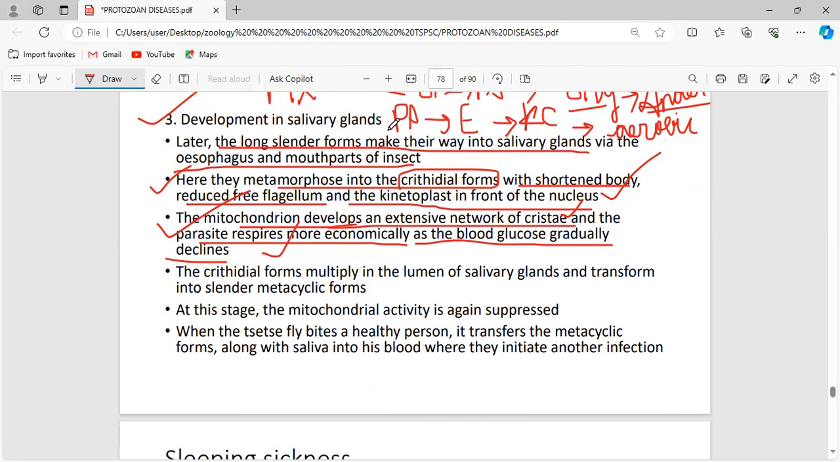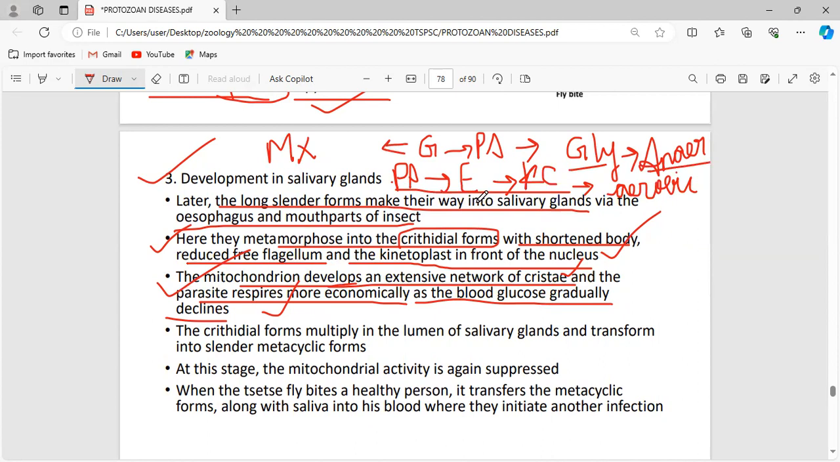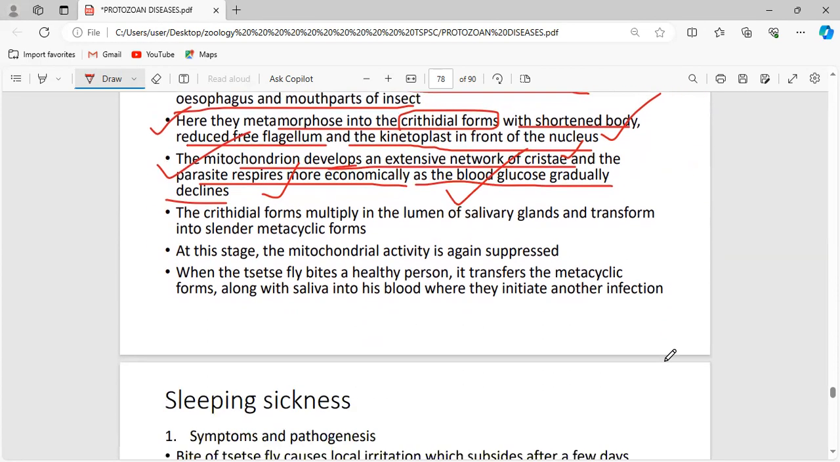Now the mitochondria will be active here, because it regains the structure called the cristae. Once it becomes active, it keeps on respiring vigorously with oxygen. Now it becomes an aerobic condition. Automatically, the blood glucose level will fall down. That is what is being explained in this point.